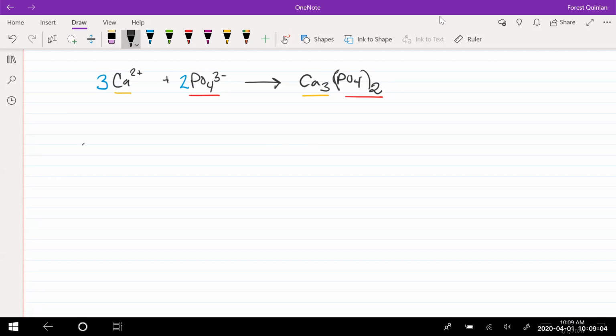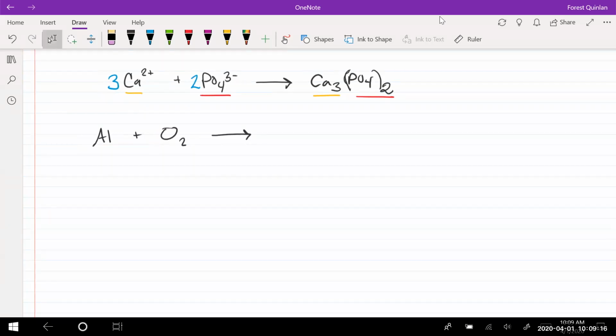Let's do another example. Aluminum plus oxygen. I'm actually going to go ahead and do this one in steps to show you my thought process. After that, we're just going to do a lot of talking. Normally, in a normal class, I'd be up there pointing left and right. You guys are just going to have to use your imaginations, like this is one gigantic Dungeons and Dragons game.